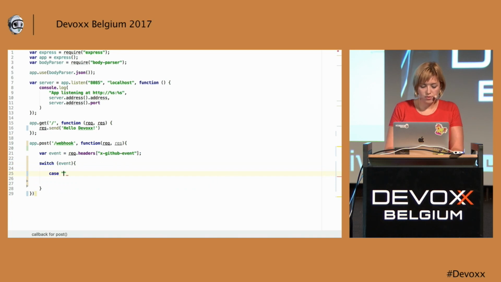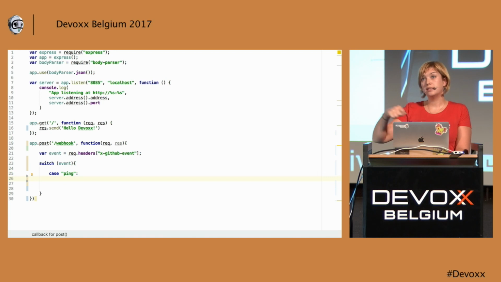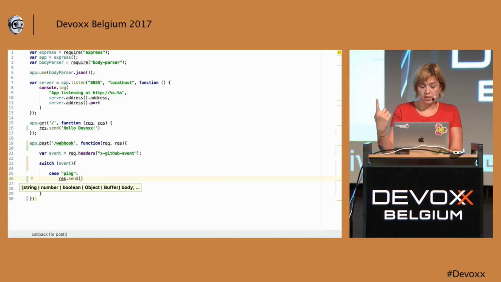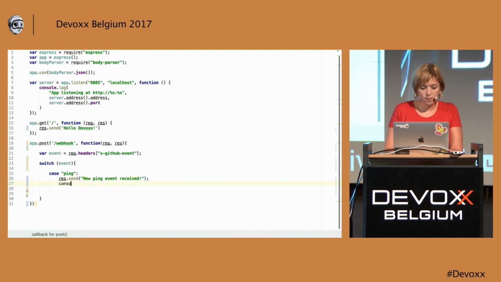We're going to look first at the ping event, which is the one GitHub sends you each time you create a new webhook. So it's a kind of debug event. We're going to answer the API provider because GitHub is expecting an answer from us. So we're going to send "new ping event received", for example. We're going to log it. And break.